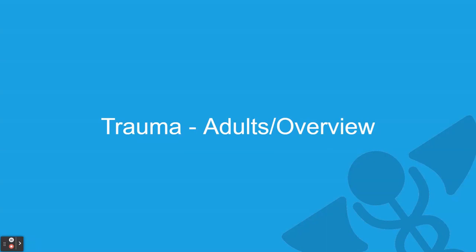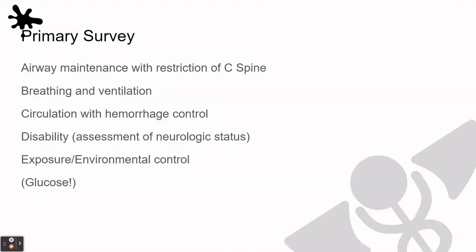So the first thing you do when you walk into that resuscitation bay is going to be the primary survey. And it's the ABCDE. We always add G in my shop. A is airway maintenance, and in a trauma code, you probably need to restrict the C-spine. So if they don't come in a collar, you might need to get them in a collar. That's step 1. Step 2, breathing and ventilation. 3, circulation with hemorrhage control. D, disability, which is assessment of the neurologic status. And then E, exposure, environmental control. And then don't forget glucose.